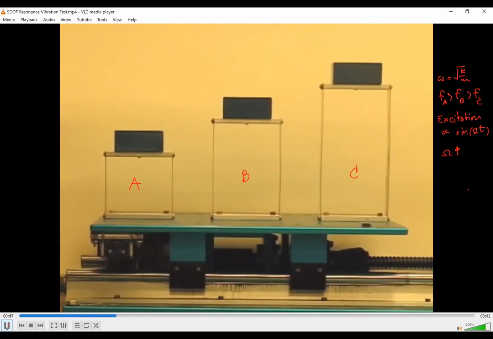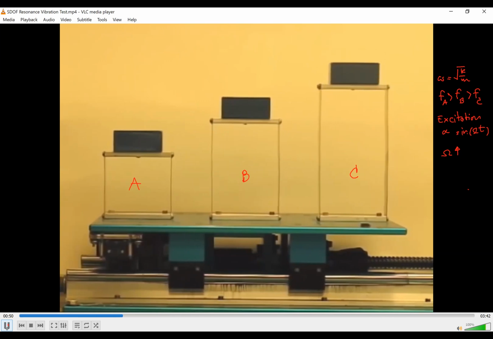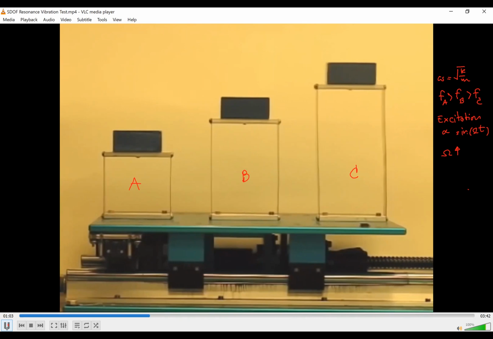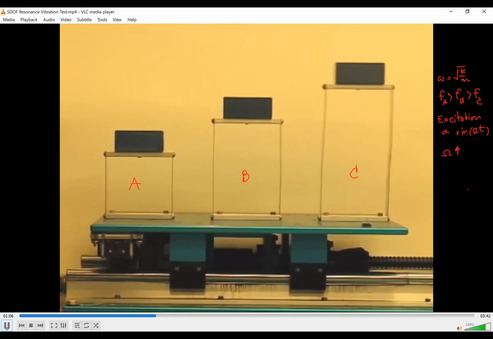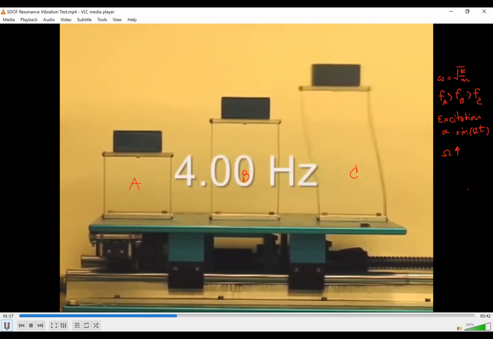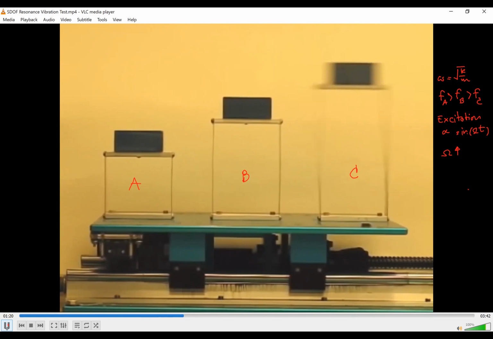And you see the movement of building C. When building C gets close to resonance, the vibration is very large. At the same time, building A and building B feel nothing. That occurs at 4 hertz, they said. You see how large it is. The table moves only maybe half a centimeter, but the movement of building C is maybe 5 centimeters.